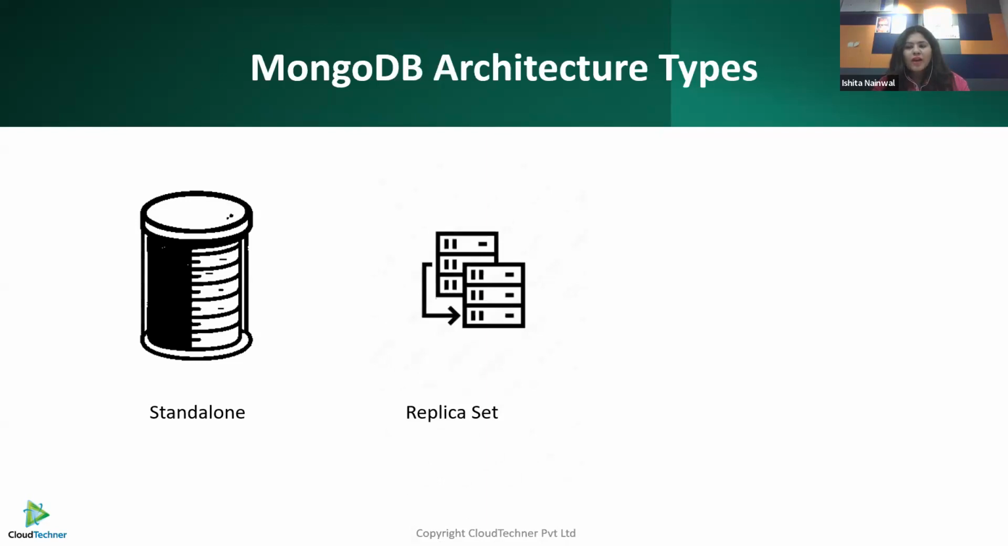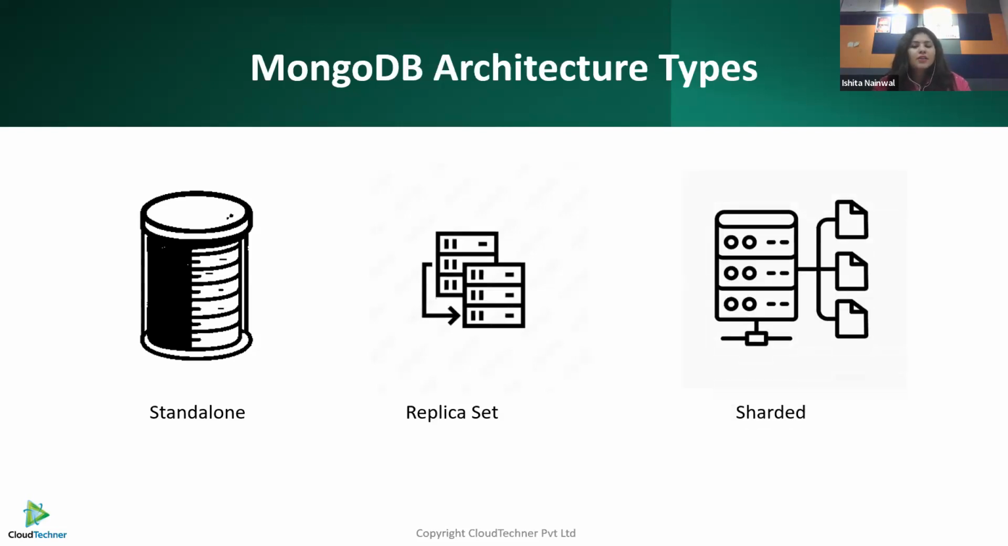The second type of architecture that we have is the replica set. So a replica set is a group of database servers that work together to provide data redundancy and failover capabilities. Now it consists of a primary server and also more than one secondary server. So in case the primary server fails, any one of the secondary servers will act as the primary server. By doing this, we will be able to manage any kind of disaster. Also, the data will be highly available to us.